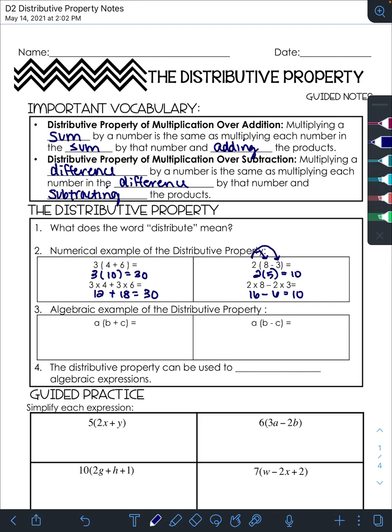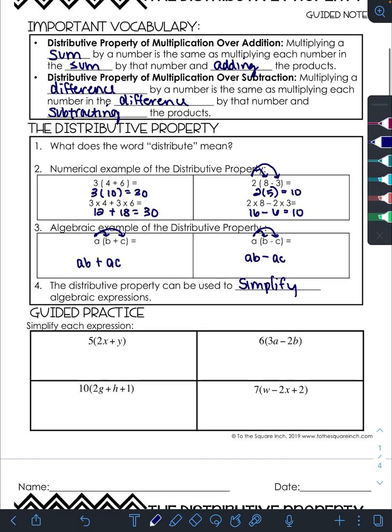If we're looking at it as an algebraic representation, it would be a times (b plus c), and I'm going to hand out that a to the c, a times c, and that's how you see it algebraically. If I'm looking at the subtracting one, it's a times b minus a times c. So the distributive property can be used to simplify algebraic expressions.